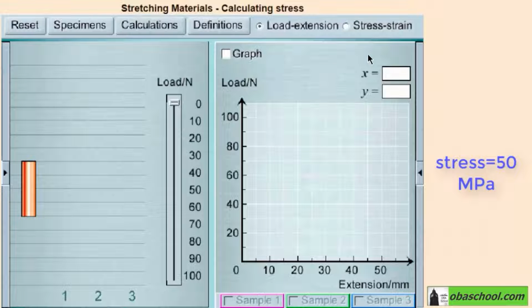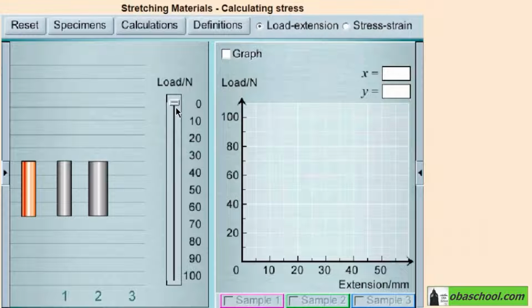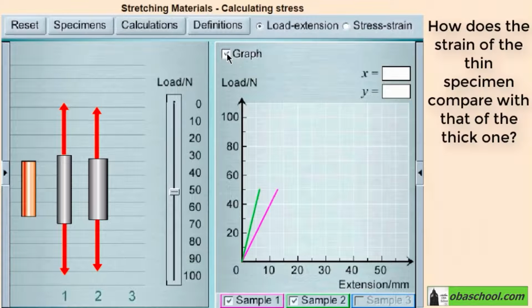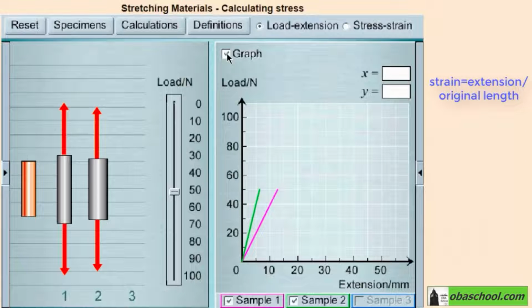Now let's select the two short steel specimens and apply a load of 15 newtons. Let's plot the graph. How does the strain of the thin specimen compare with that of the thick one? Well, recall that strain equals extension divided by original length.